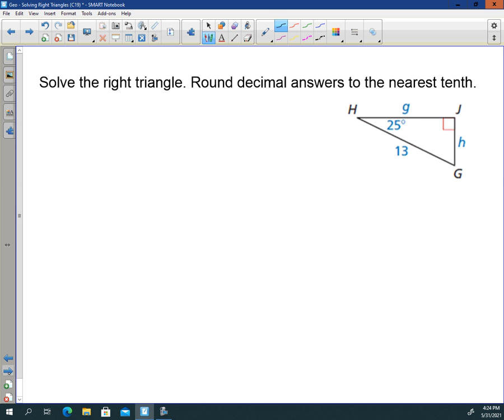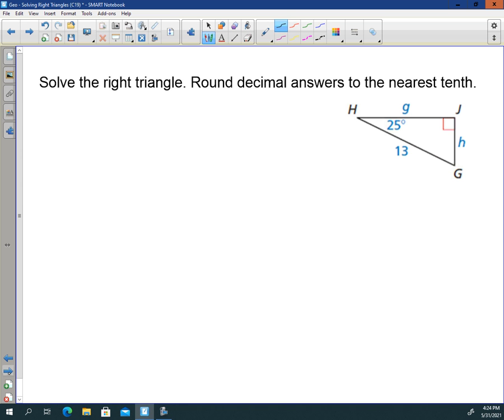All right, shall we do another one? So again, we're going to take a look at the situation we have and then choose the right tools to solve this problem. So we have right triangle JGH, and we know one of the angles is 25 degrees, and we know one of the sides is 13, and we're going to need to solve for all of it. We're going to need to find all of it.